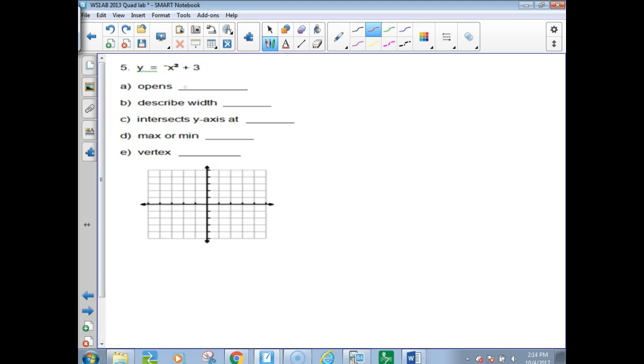Okay, let's try another one. This one has an A value that's negative 1, so it's going to open down. The width will be normal because its absolute value is 1. So what I mean by normal is it'll have the same width as a regular parent graph parabola, except it's going to be upside down. And it's shifted up 3, so it's intersecting the y-axis at 0, 3. Since it opens down, it has a max point, and its vertex will be at 0, 3.